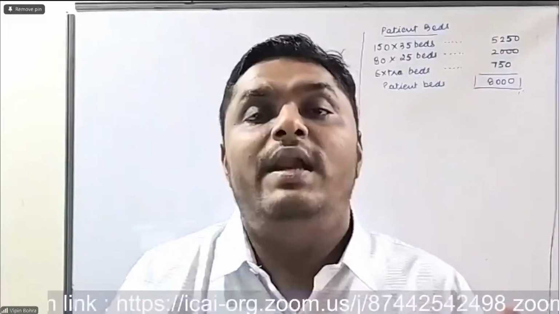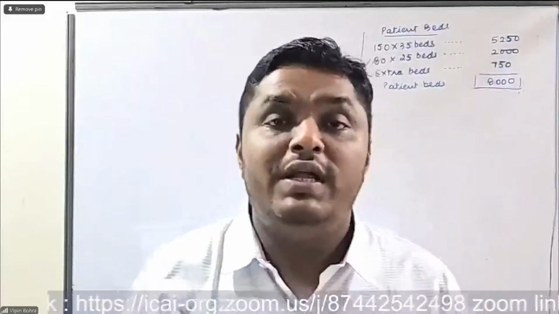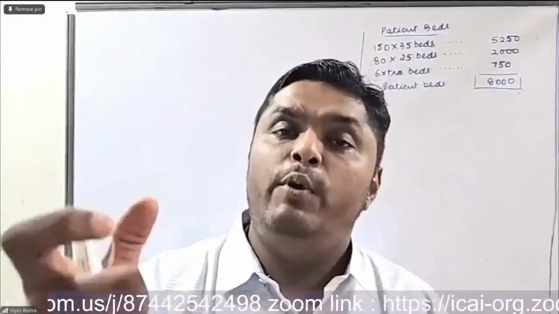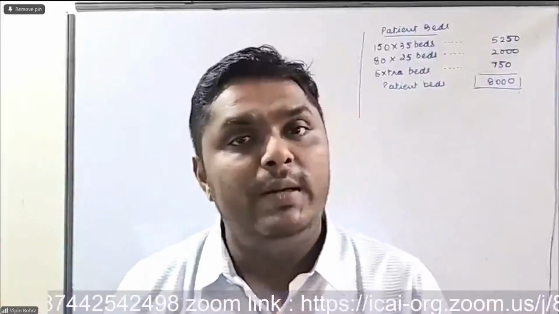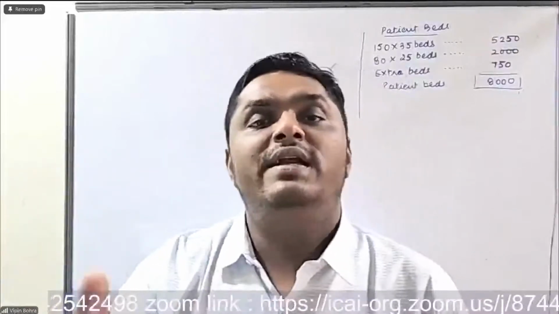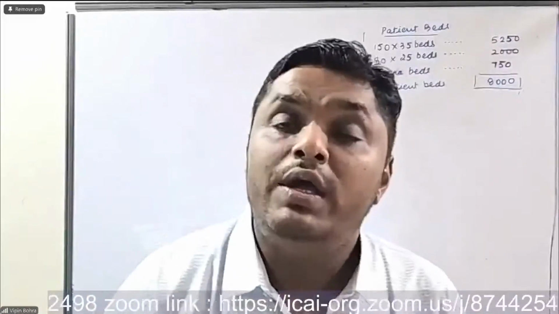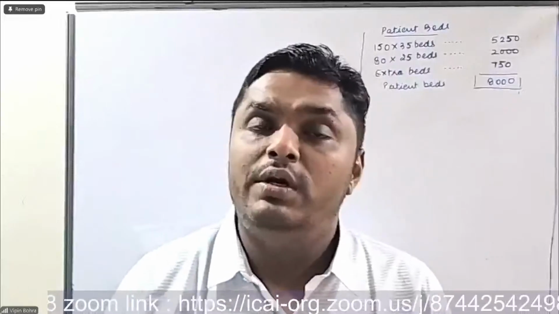Now, the second point in the question is asking us to calculate the break-even point. That is, the total number of break-even patients. I mean, how many patients must come so that the hospital's expenses are covered. So when talking about the break-even point, I have already discussed in the previous session what the break-even point is. The point where there is no profit, no loss. How to calculate the break-even point: fixed cost divided by contribution per unit. How to calculate contribution? Contribution is sales minus variable cost.